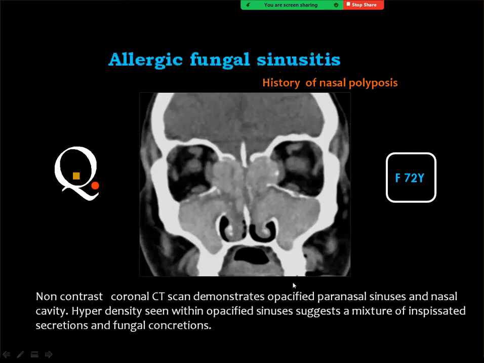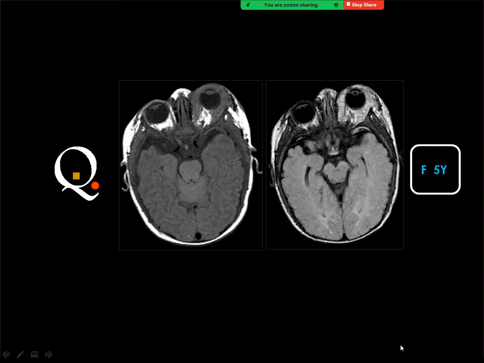And this is the case where you see extensive opacification of the ethmoidal air cells and the maxillary antra, as well as the nasal fossae, with hyperdensities characteristic of fungal infection. Next is a female child, 5 years old, with a left-sided proptosis.